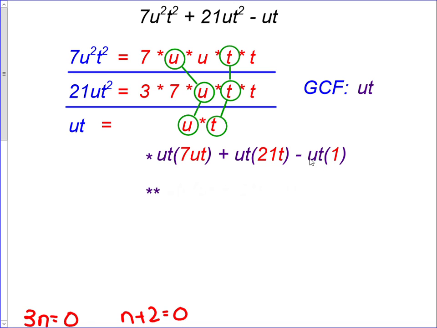The distributive property says I can use ut and say ut times 7ut plus 21t minus 1.